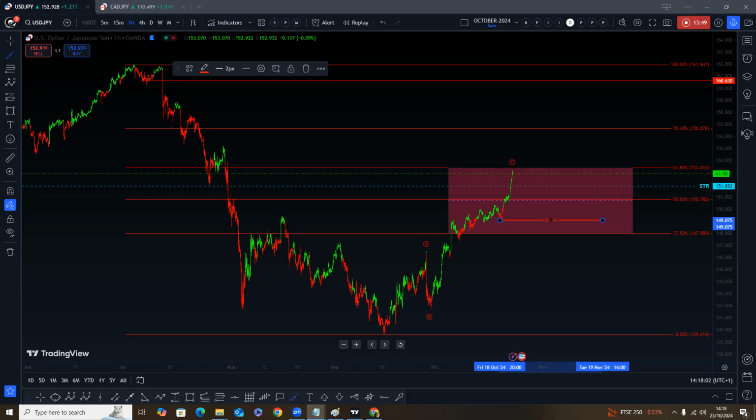Then 151.89 is the structure. That is the first area you can actually start looking to short the dollar yen if the price starts to come back below 151.89. So that's basically the picture. We have a downtrend. This here is a correction.